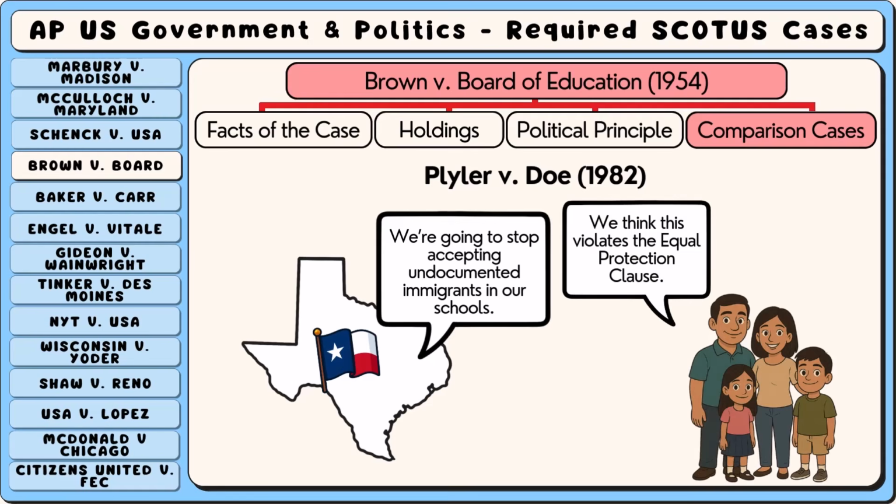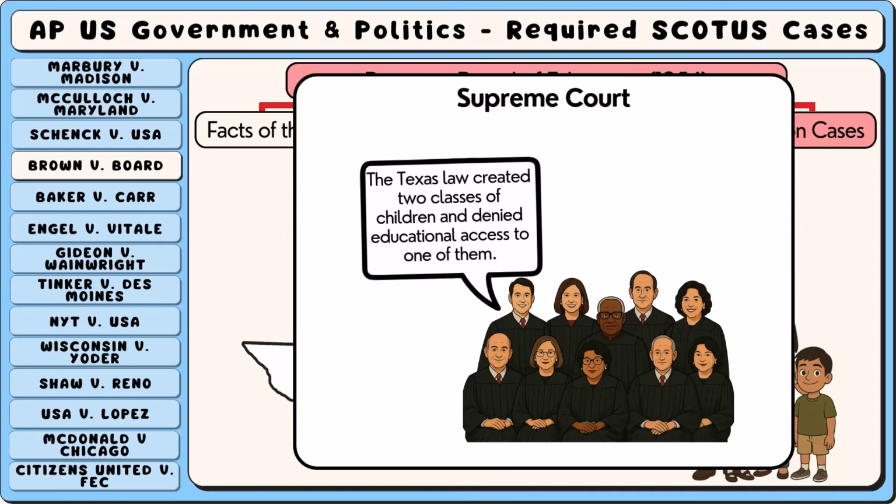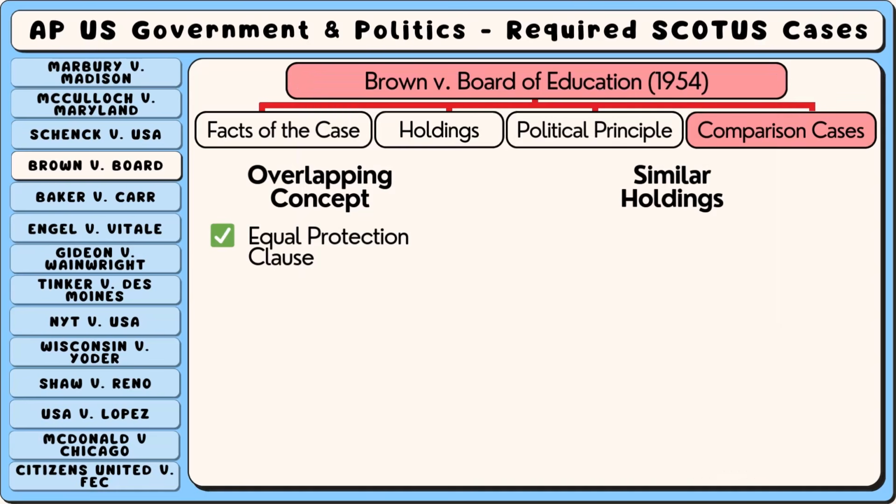Several families challenged the law, arguing that it violated the Equal Protection Clause of the 14th Amendment. The court agreed, arguing that the Texas law created two classes of children and denied educational access to one of them. The overlapping concept between Plyler versus Doe and Brown versus Board of Education is the Equal Protection Clause.